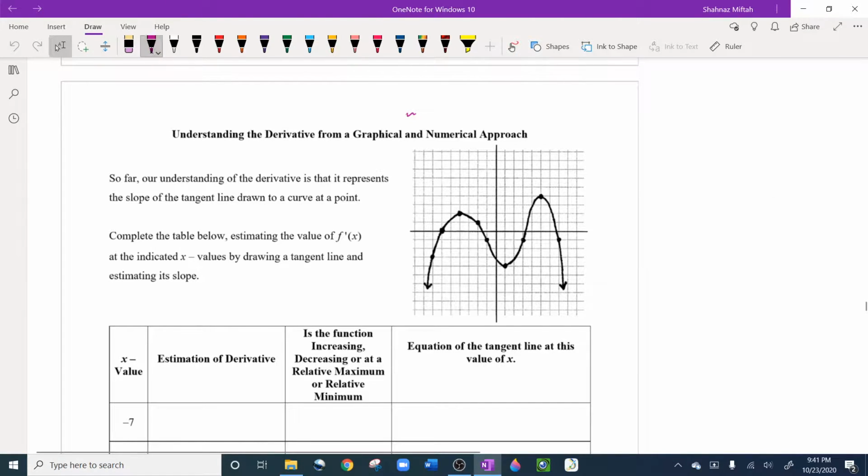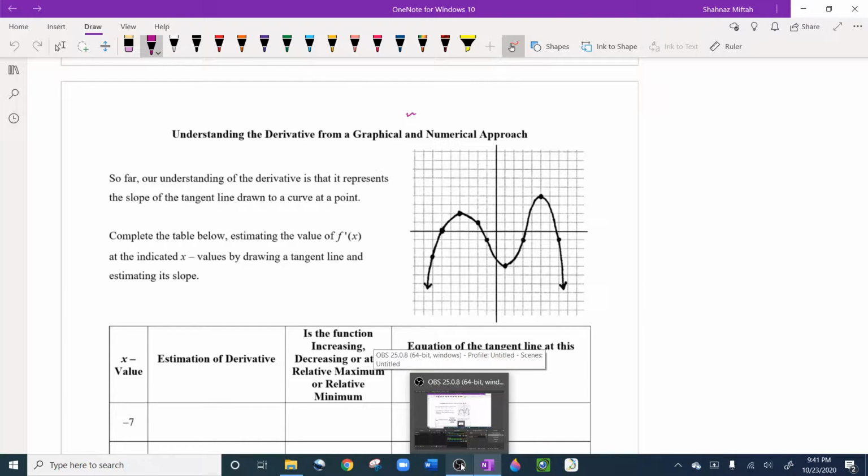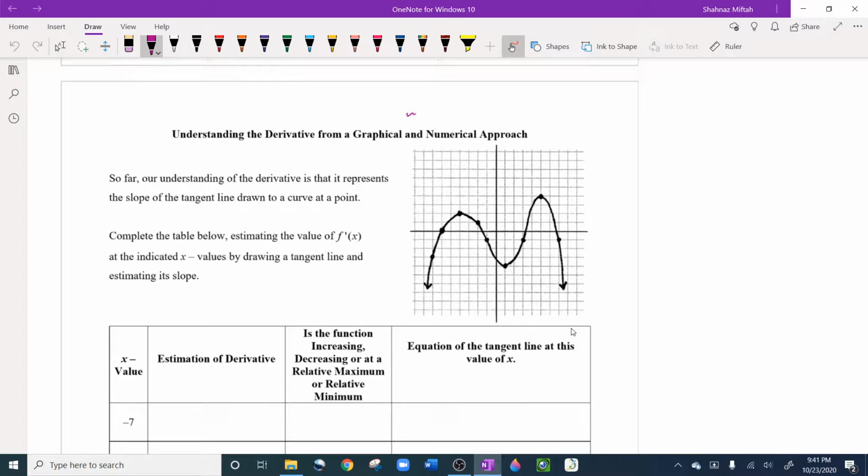In this video, I'm going to explain how to do the derivatives from a graph and a numerical approach. From the graph, it depends on the AP test. You guys are getting two different types of questions. For example, I'm going to explain it first before I go there.